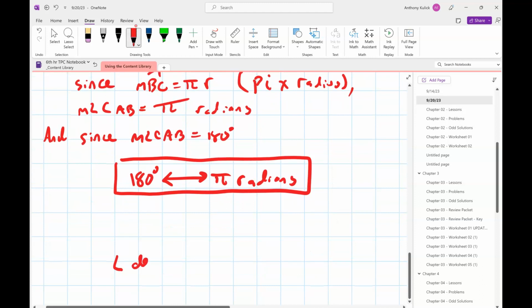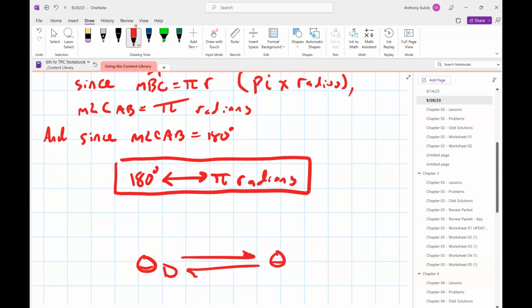So if I have an angle in degrees, actually I'm going to write it this way. And I want to convert that to an angle in radians. I would multiply by pi radians over 180 degrees. Or if I want to go from radians to degrees, I'd multiply by 180 degrees over pi radians.